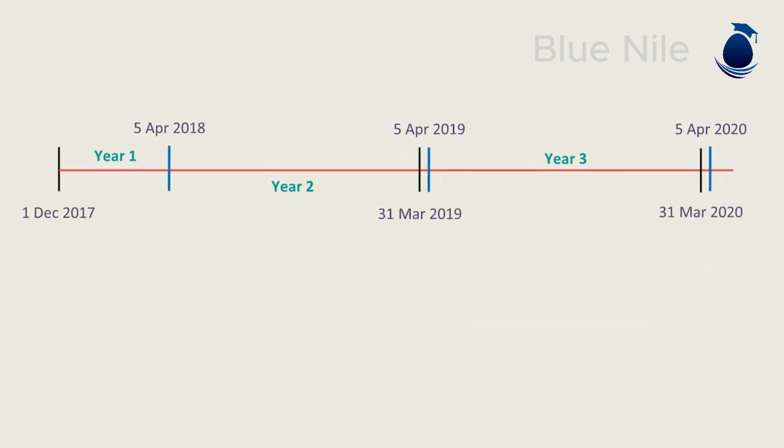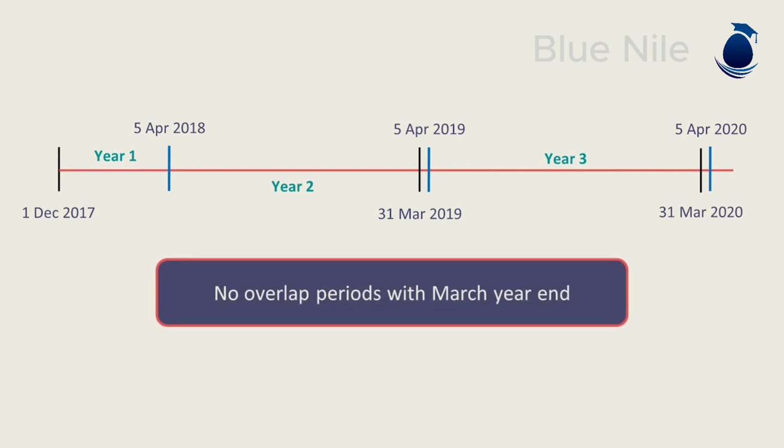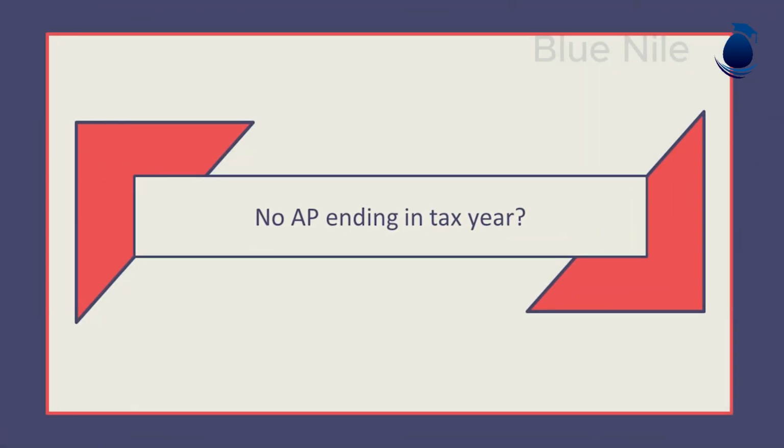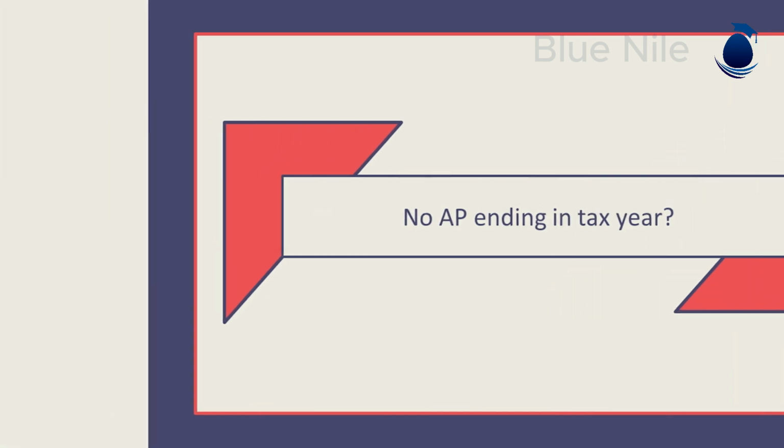What's interesting this time though, if you look at the completed timeline, is that there are no overlap periods, which is correct. As the 31st of March is basically the same as the end of the tax year, there will never be any overlap period with a March year end. The only basis period we've not yet seen for year 2 is where there is no accounting period ending in the tax year, so let's see how this would work.